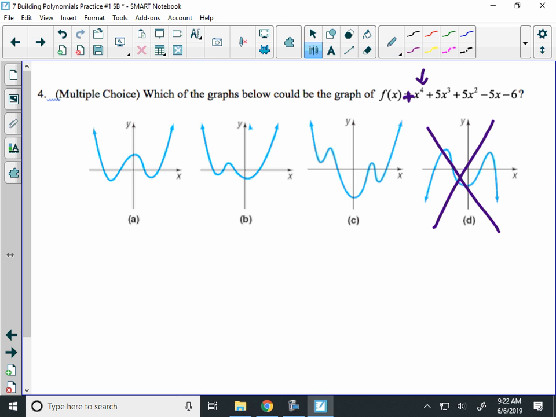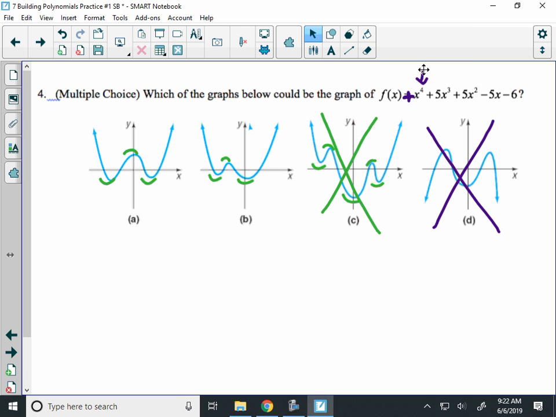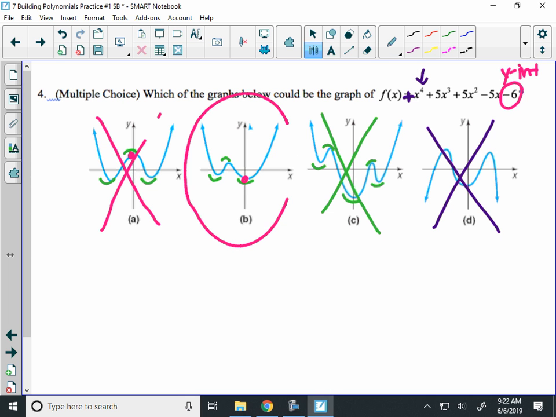The other thing I know about degree 4 polynomials is they can have 3 turning points. Well, the first graph has 1, 2, 3. That could be it. 1, 2, 3, still in the running. 1, 2, 3, 4, 5 turns. That's way too many. So C is not the answer. The last thing is I have to think, because these last graphs are pretty similar. Look at the last number. That's your y-intercept of the graph. The y-intercept there is negative, which means you have to cross the axis at a negative. The first graph crosses at a positive, so that can't be right. The choice has to be B.